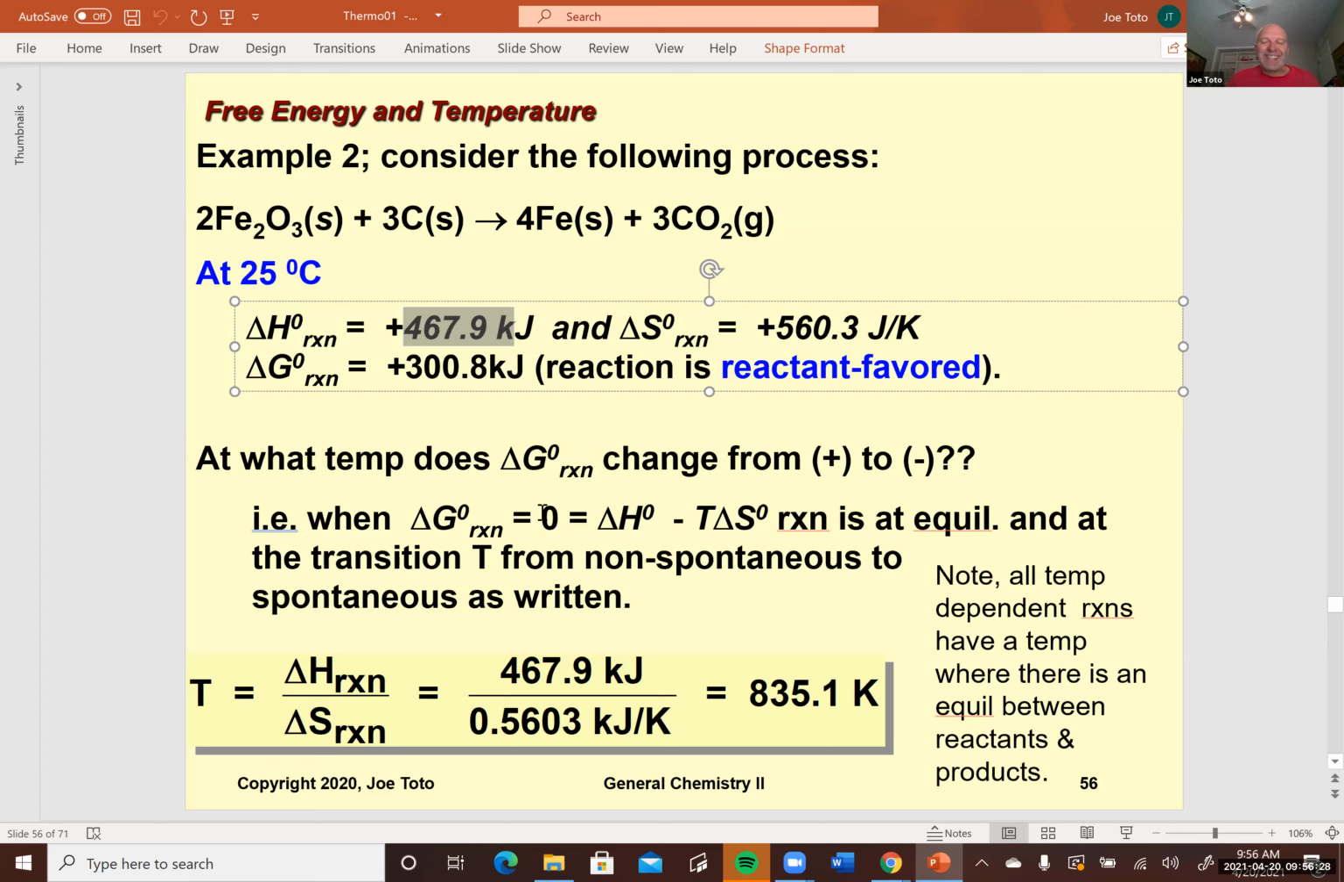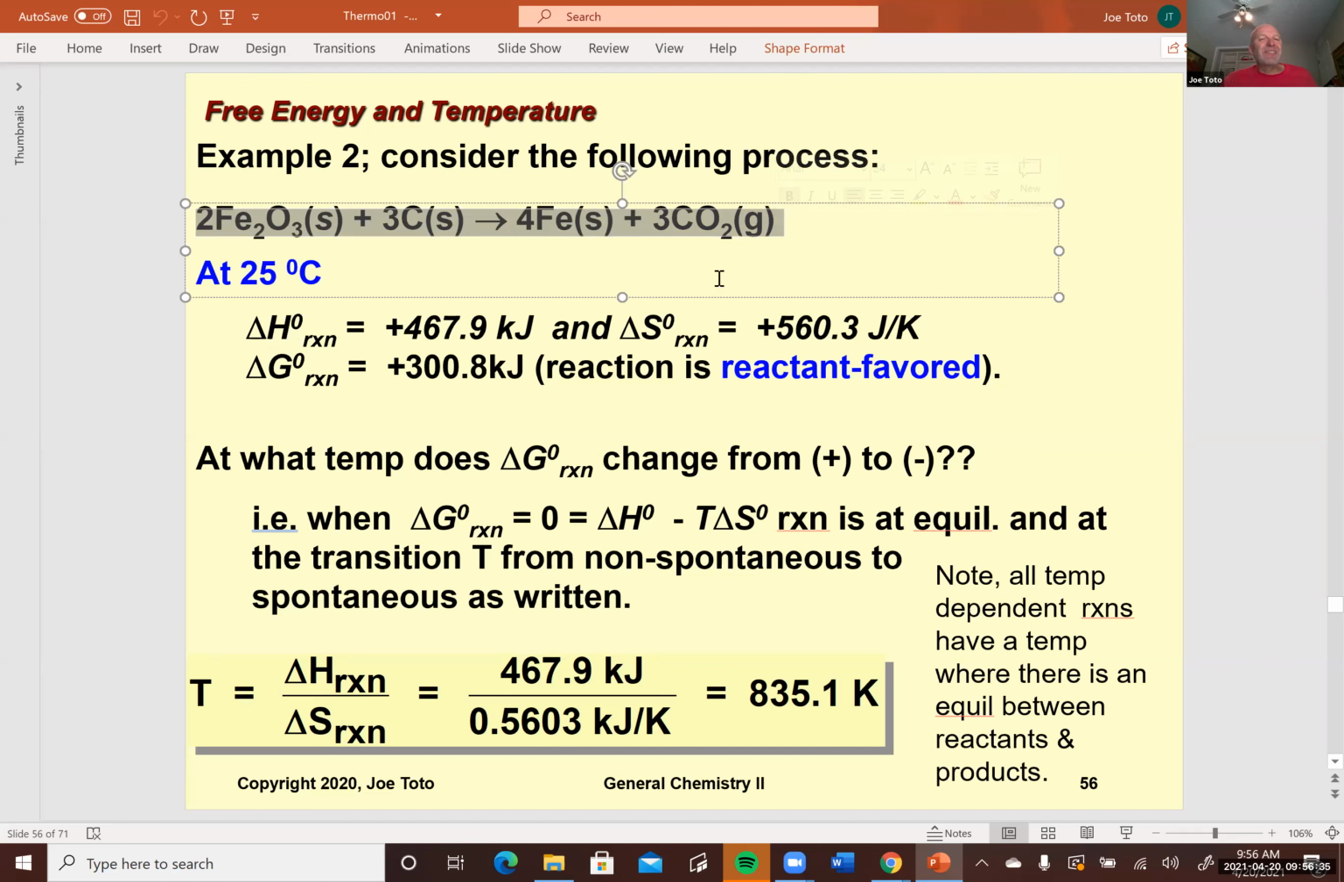But anyway, after finding that transition temperature, what temperature can I set this reaction at and then know that it'll be spontaneous? Does anybody know what temperature it needs to be spontaneous as written? In other words, the reactants are going to form products without external influence. Anybody know what temperature it needs to be?